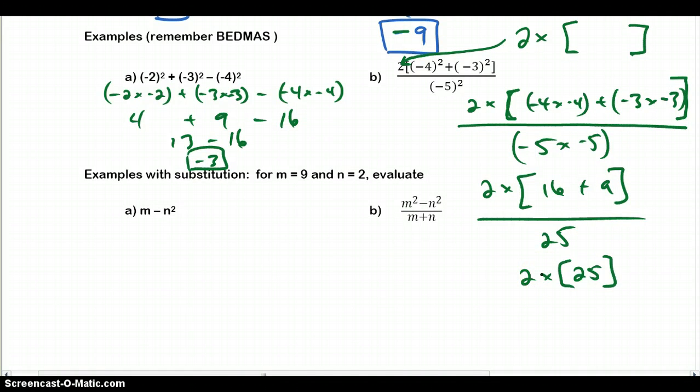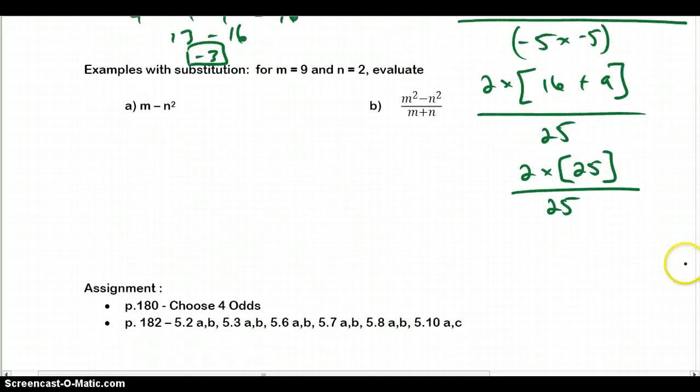And notice I'm just working down the page. I'm doing one step at a time. Over 25 at the bottom. So 50 over 25 equals 2. Alright.